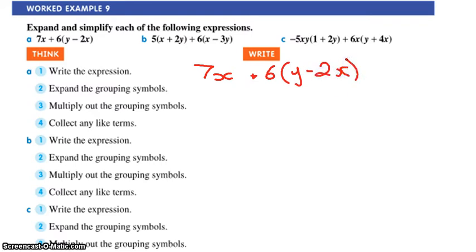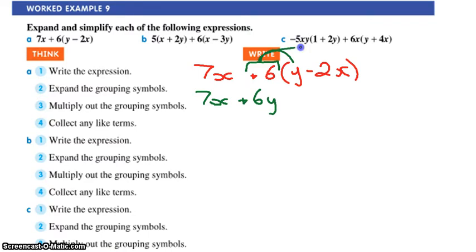Okay, let's expand the grouping symbols. Remember, BIDMAS, BODMAS, whichever one you grew up with. Brackets are always done first. So let's expand that out and let's have a look at it. So the 7x we haven't done anything with. So let's just leave it there. It's nice, it's happy, it's doing what it needs to. Then we've got our plus 6 times y. So that will give us plus 6y.